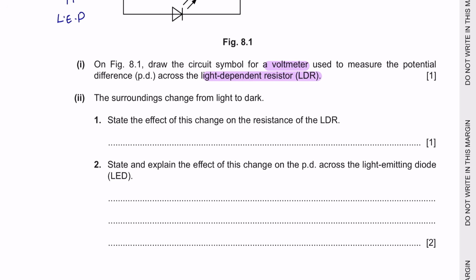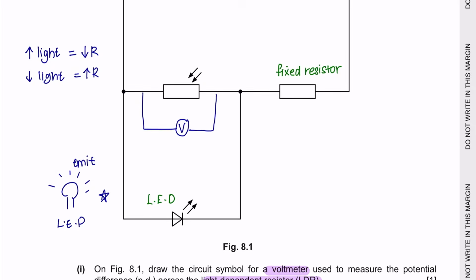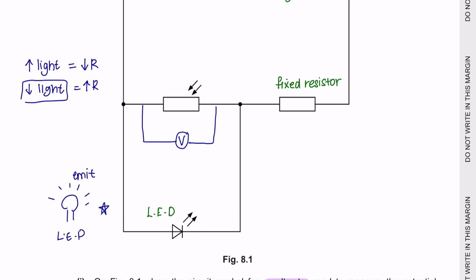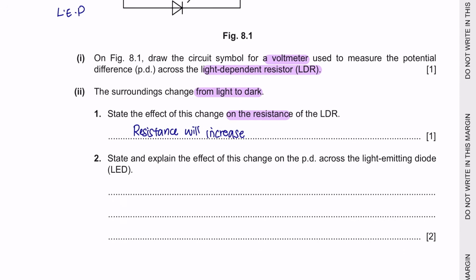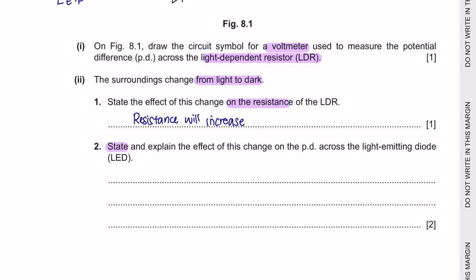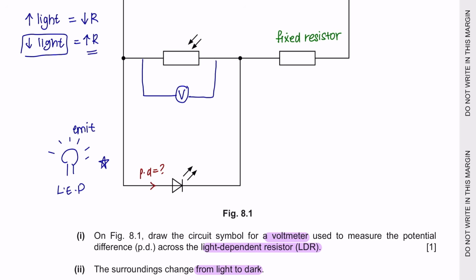Next question part 2. The surroundings change from light to dark. State the effect of this change on the resistance of the LDR. When there is low light, which is dark, the resistance increases. Next part 2. State and explain the effect of this change on the potential difference across the light-emitting diode, LED. So we need to find out what happens to the potential difference across the diode.